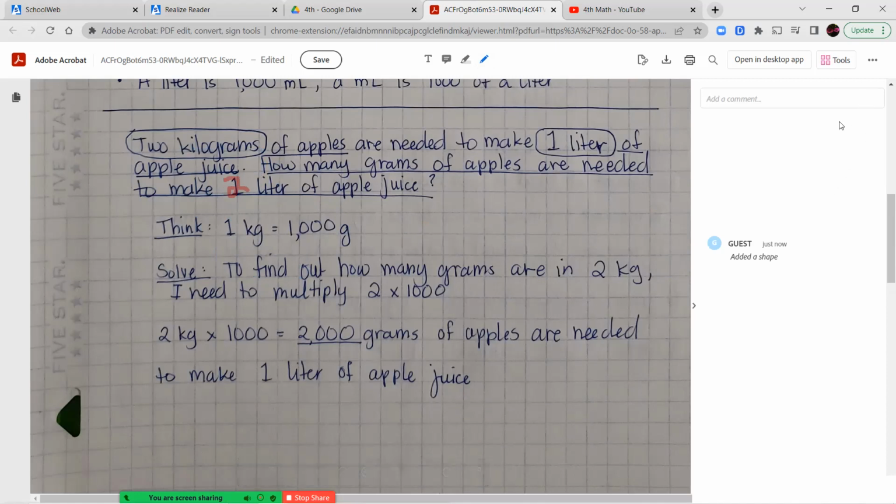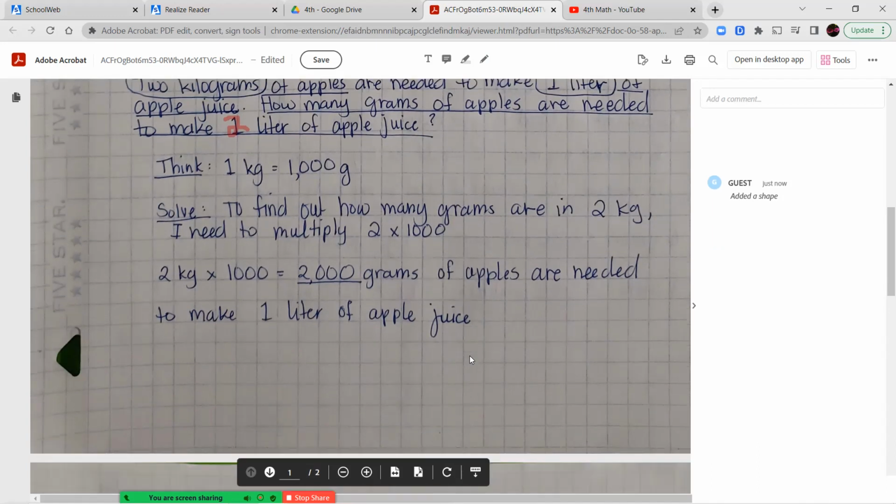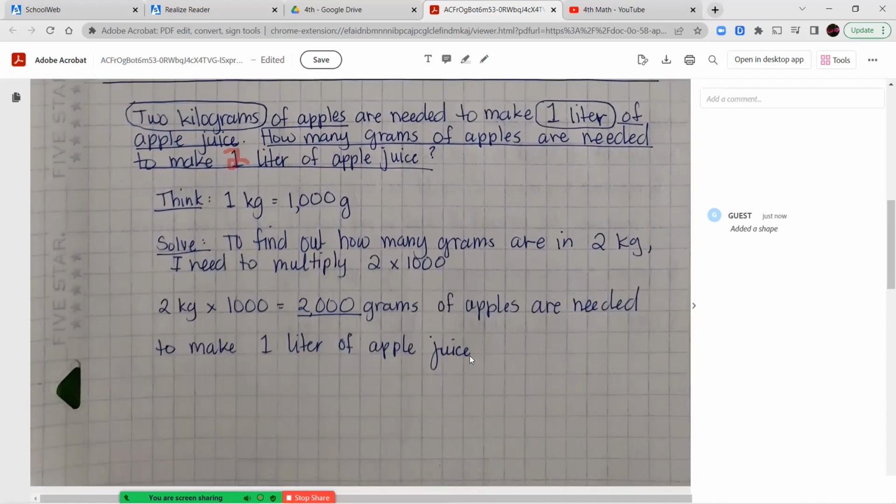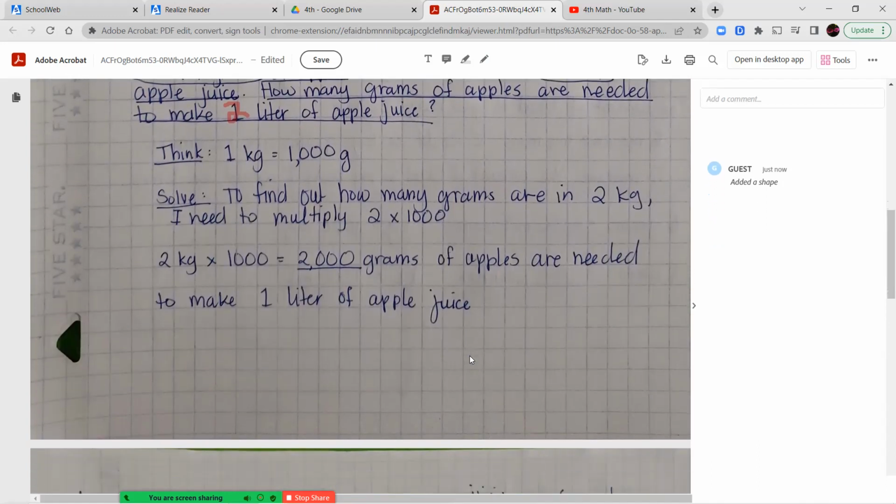So first we need to stop and think. 1 kilogram is equal to 1,000 grams. So to find out how many grams there are in 2 kilograms, I need to multiply 2 times 1,000. So 2 kilograms times 1,000 equals 2,000 grams of apples that are needed to make my 2 liters of apple juice.